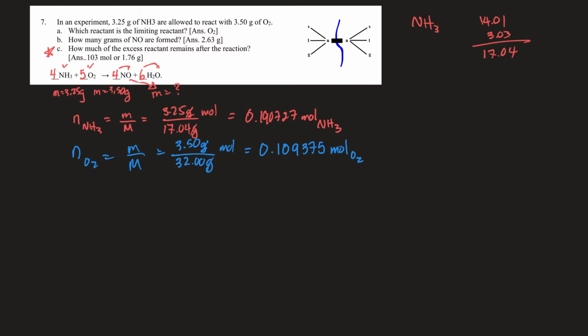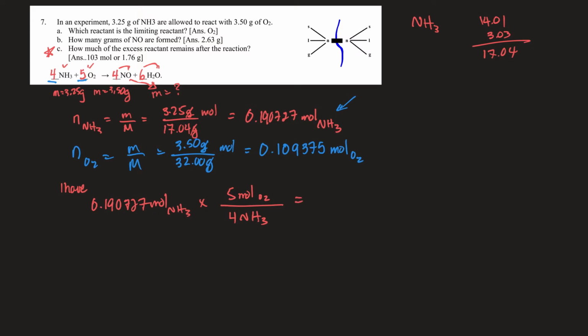But the ratio here is 4 to 5. So let's just start. I always just start with this first one here. So let's start with that and see how many moles of oxygen I would require. So I have 0.190727 moles of ammonia. So let's see how much oxygen that would require. So I put my 4 moles of ammonia on the bottom and 5 moles of oxygen on the top.